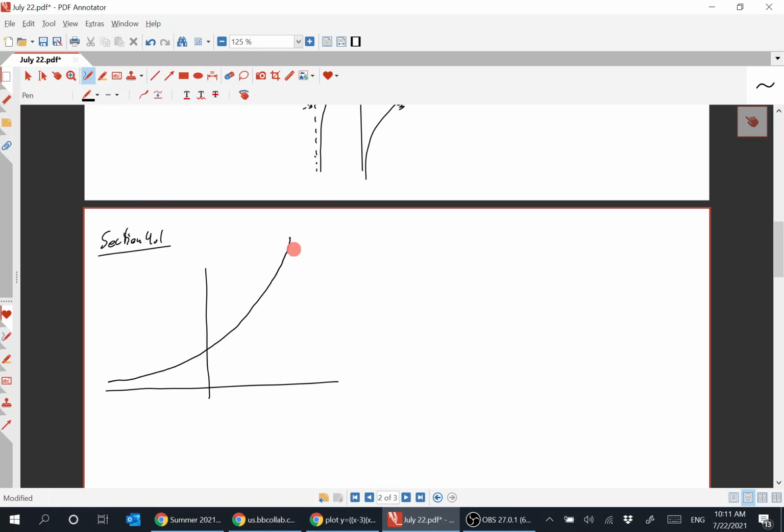So, for example, y equals a to the x for a bigger than 1 looks like that. And for a less than 1, looks like this. Well, for a between 0 and 1. For a equal to 1, it would just be a horizontal line, of course. And this y-intercept here is at 1. That's a to the 0.